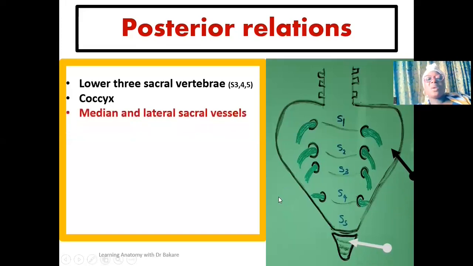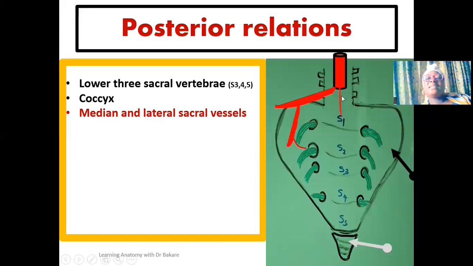Then another structure, we have the median and the lateral sacral arteries. We know that we have the abdominal aorta. This is the abdominal aorta that bifurcates into the common iliac artery. The common iliac artery will then further divide into the external iliac and the internal iliac. So this is the external iliac and this is the internal iliac. From the internal iliac, we have the lateral sacral artery. So this is the lateral sacral artery emerging here. And of course, this is seen at the posterior part of the rectum. Then we have the median sacral artery.